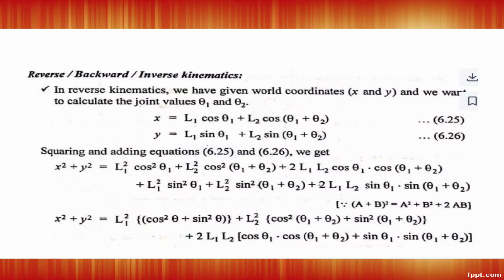Next we go through what? Reverse kinematics. In reverse kinematics or inverse kinematics of 2 degrees of freedom, we take the equations for forward x and y, that is x equals L1 cos theta 1 plus L2 cos of theta 1 plus theta 2, and y equals L1 sin theta 1 plus L2 sin of theta 1 plus theta 2. Squaring and adding both the x and y equations, we have to consider the a plus b whole square formula inside that.